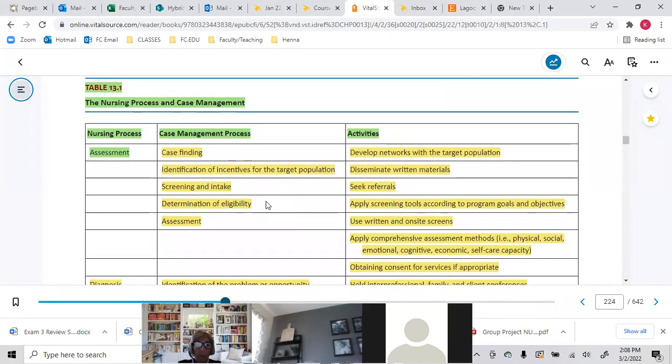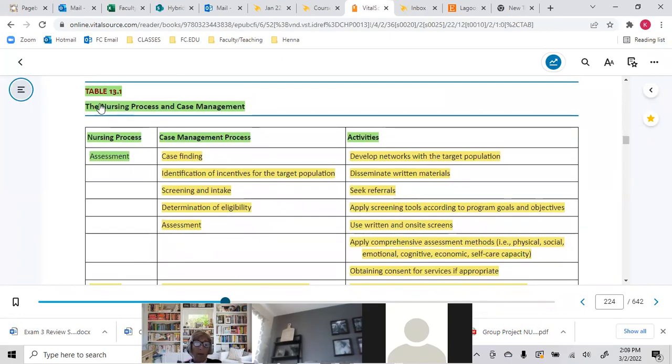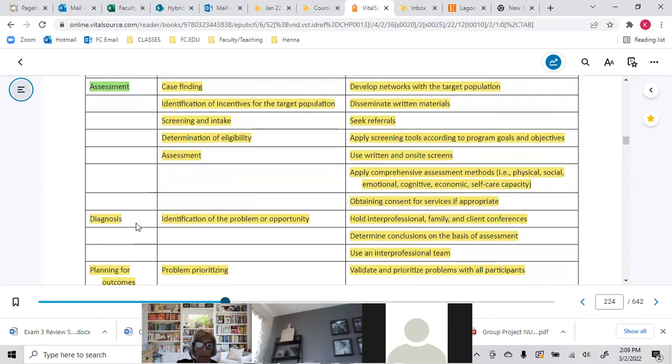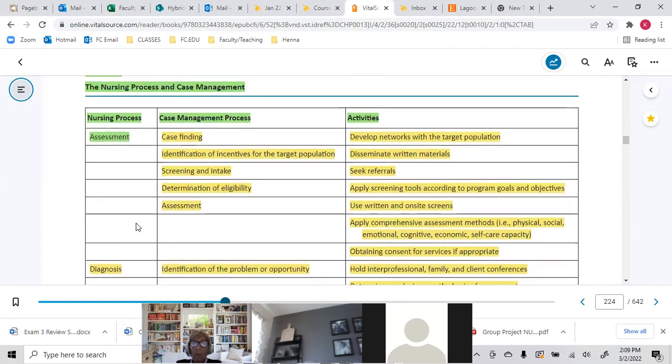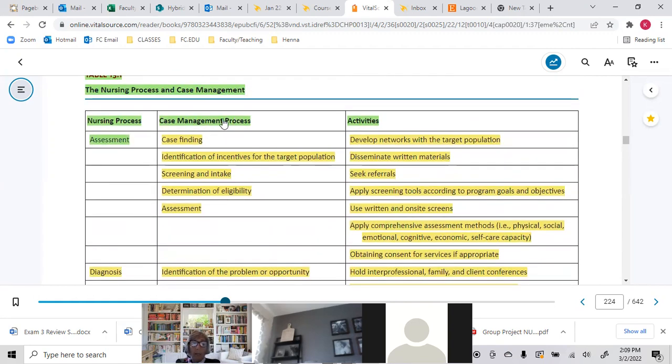This table 13.1 is an excellent summary of how we apply our ADPIE nursing process to case management. Have a look at this: assessment, diagnosis, planning, implementation, evaluation. It goes through what assessment looks like with case management and what activities might be performed. This is a good summary of applying your nursing process skills, not just to an inpatient, but into the community or into the case management process.